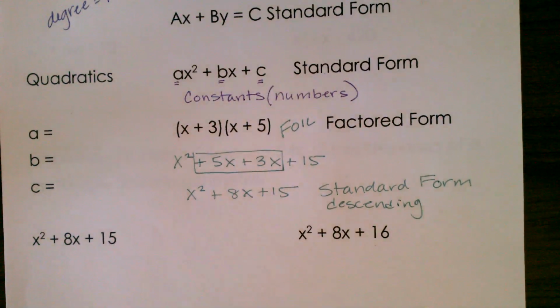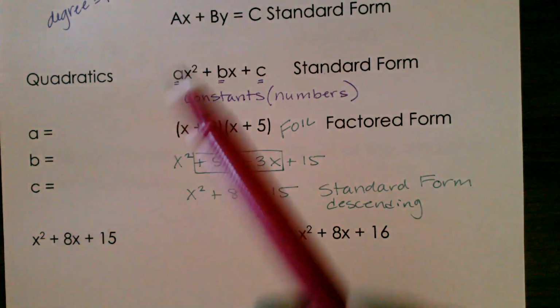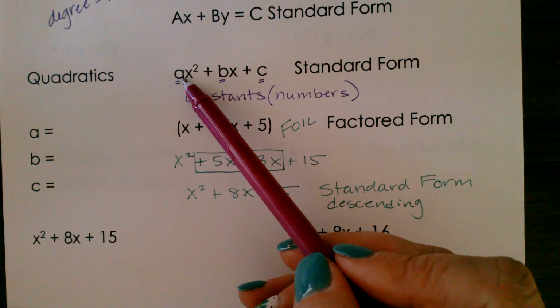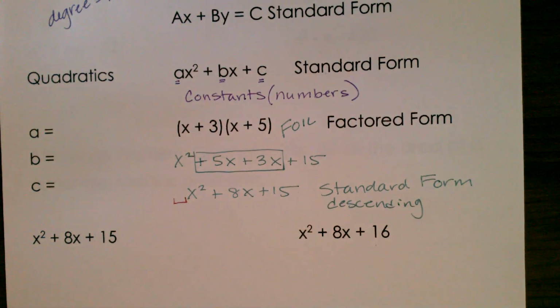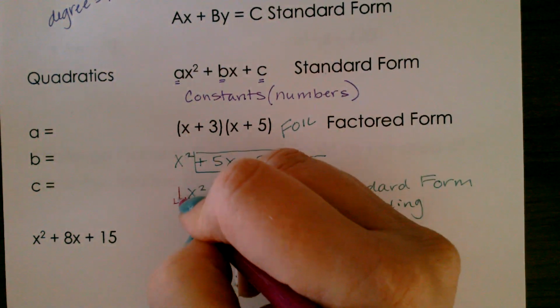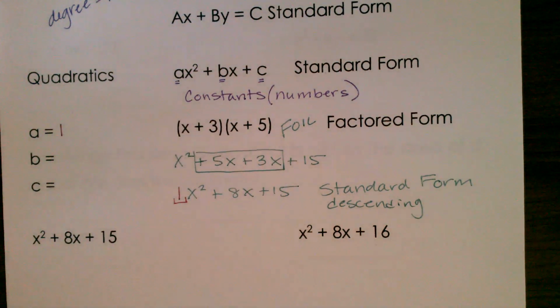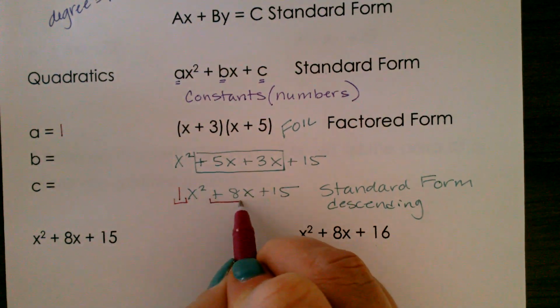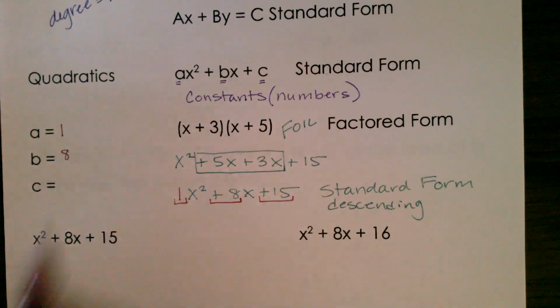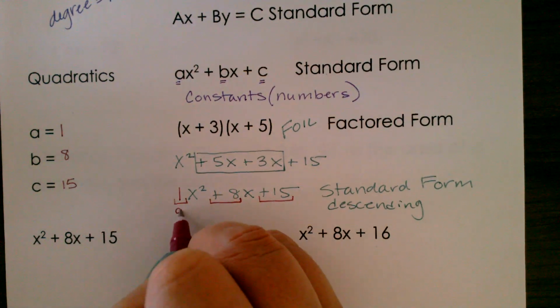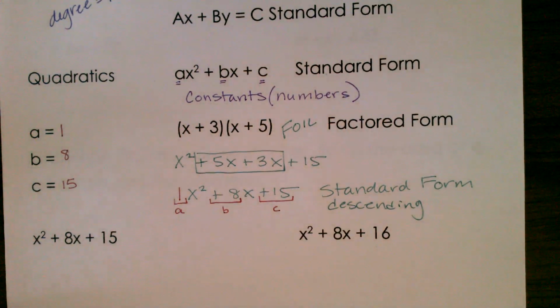Okay, when you look at this math problem, what would be my A in this one? Remember, A is the constant in front of the squared. Well, what number is right there? How many x squareds do we see? Just 1. So there A is 1. B is positive 8. C is 15. So that's my A, my B, and my C.